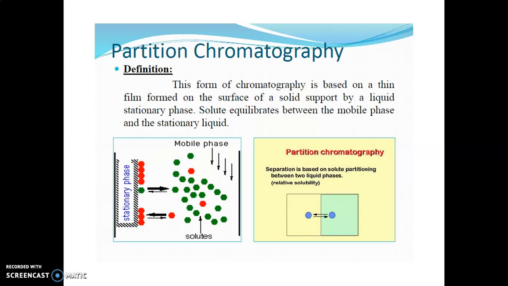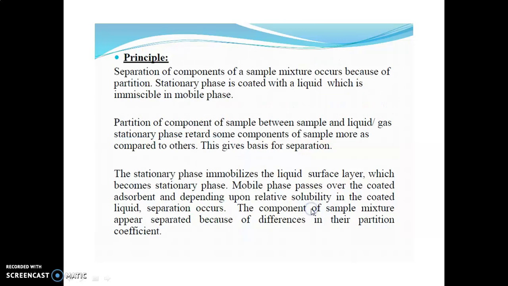Partition chromatography, basically, in this form of chromatography, is based on the thin film formed on the surface of a solid support by a liquid stationary phase. Solutes equilibrate or partition between the mobile phase and the stationary phase. So the separation is based on the solute partition between the two liquid phases, relative solubility. The separation of components of a sample mixture occurs because of partition. The stationary phase is coated with a liquid which is immiscible in the mobile phase.